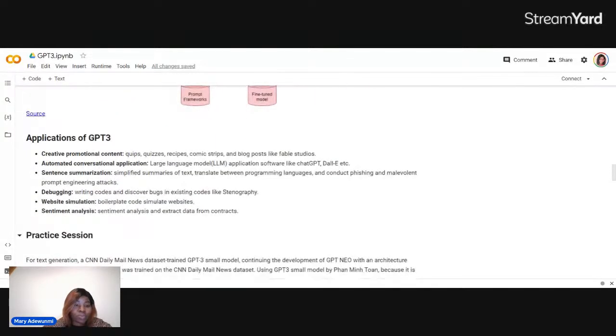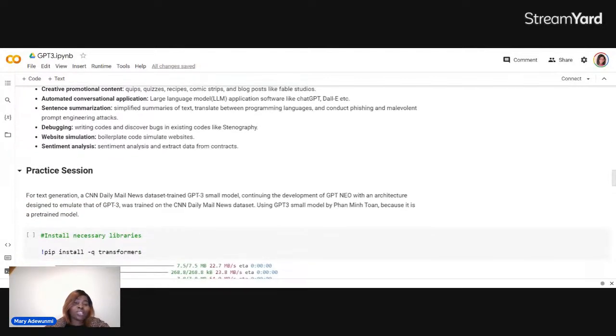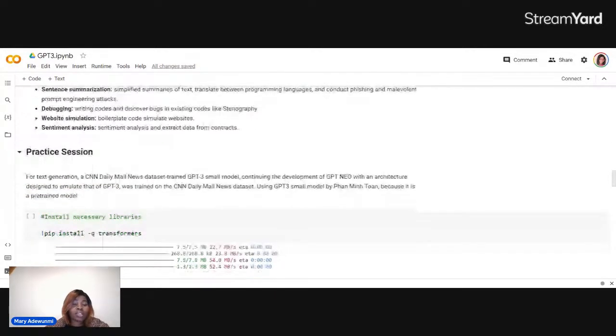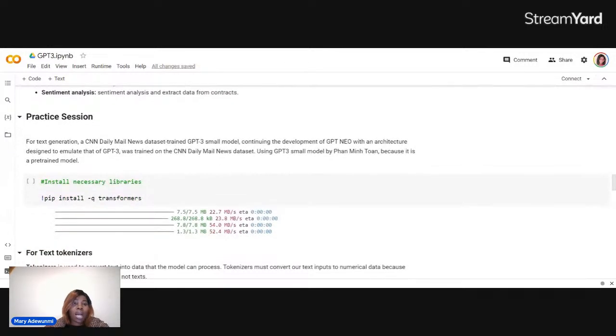What are the applications? Creating promotional content, we know about it, sentence summarization, automated conversational applications, debugging, website simulation, sentiment analysis. You can use it to perform all manners of things. Students call it the savior. They don't need to go through Google sessions. They don't need to go to Google Ask or anything. Now, Google Ask and everything is becoming a thing of the past.